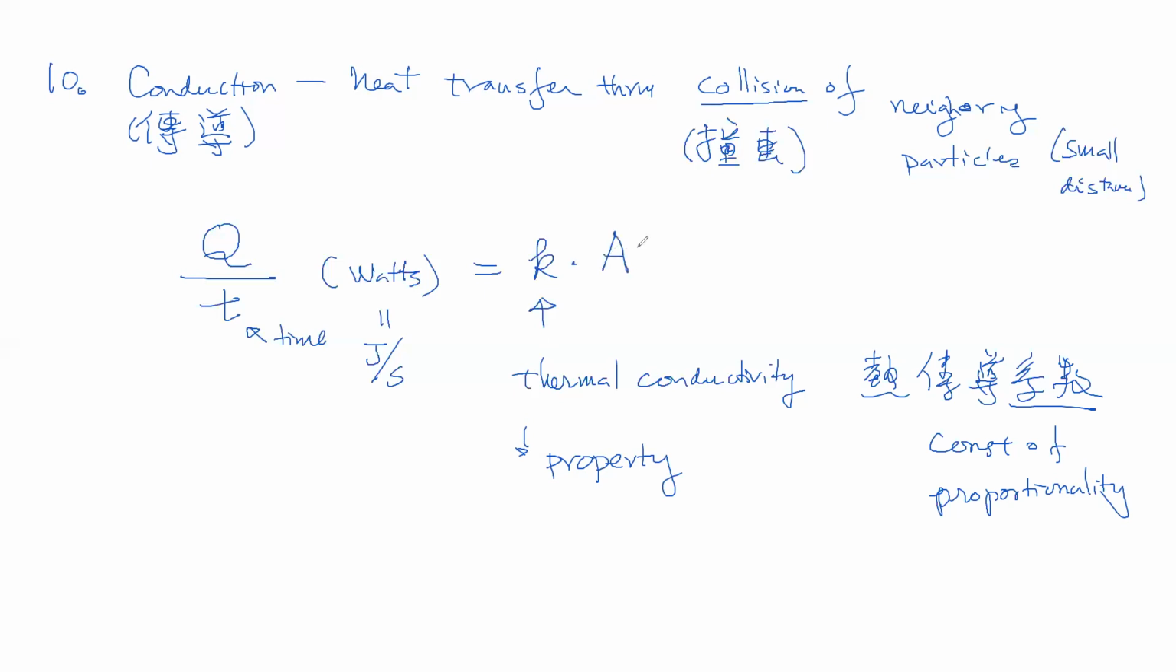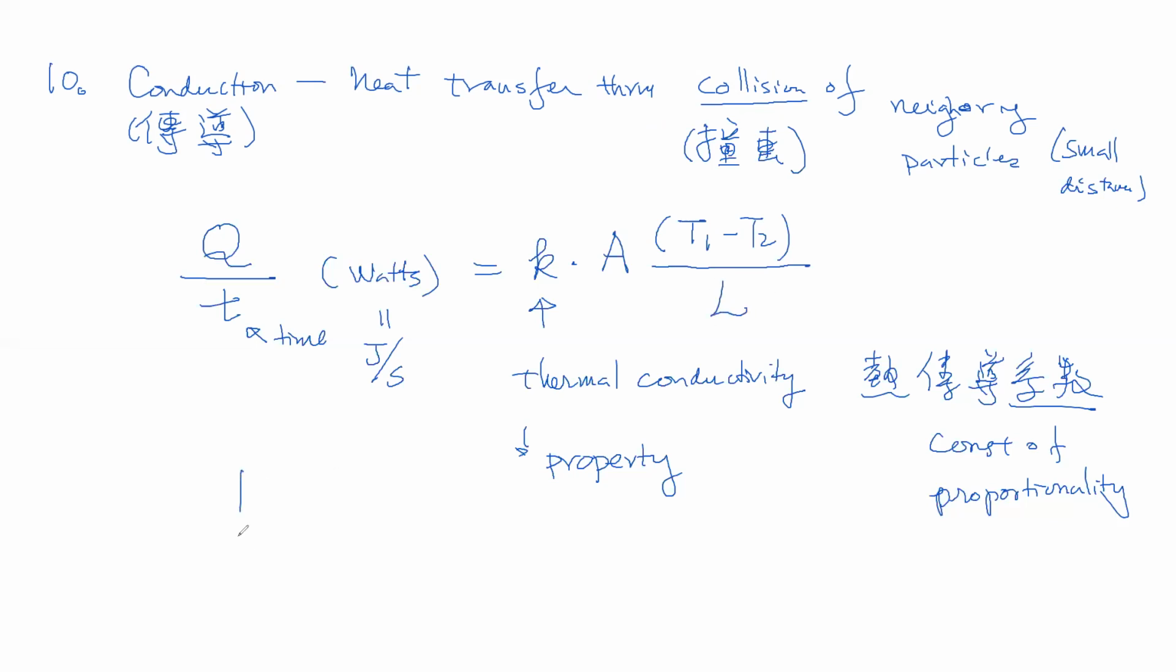The larger the area, the faster you will conduct. So that kind of makes sense. And then the larger the temperature difference, delta T, which would be T1 minus T2. You can write T2 minus T1, it's your choice. Just keep in mind, if you want positive, T2 needs to be larger. And then divide by the distance L.